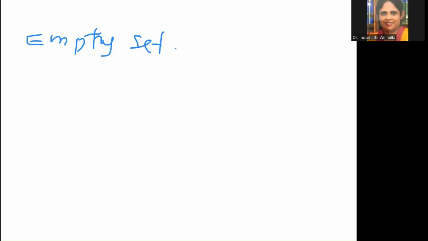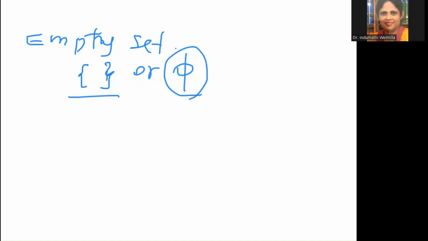So how do we denote it? We use empty curly brackets like this, or we use this other notation also to represent the empty set. So we can represent it by using these brackets. This notation represents the empty set.